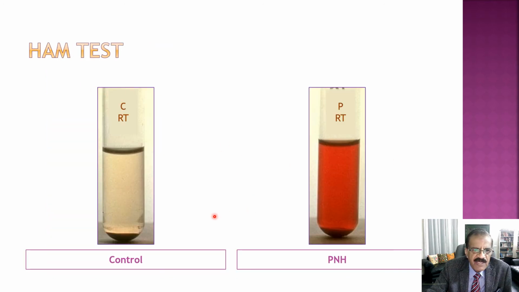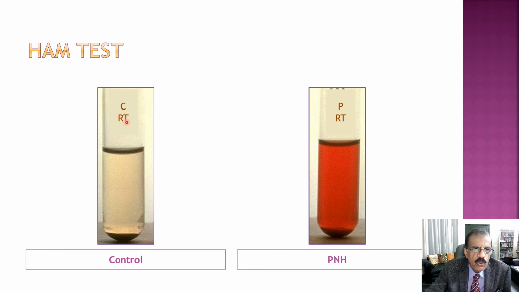A Ham test is a test which is done in PNH, paroxysmal nocturnal hemoglobinuria. When their blood is acidified, the acidifying agent causes frank hemolysis. This is named after the person who described it. You can see in PNH, the plasma, the RBCs, they are hemolyzed as compared to normal people.